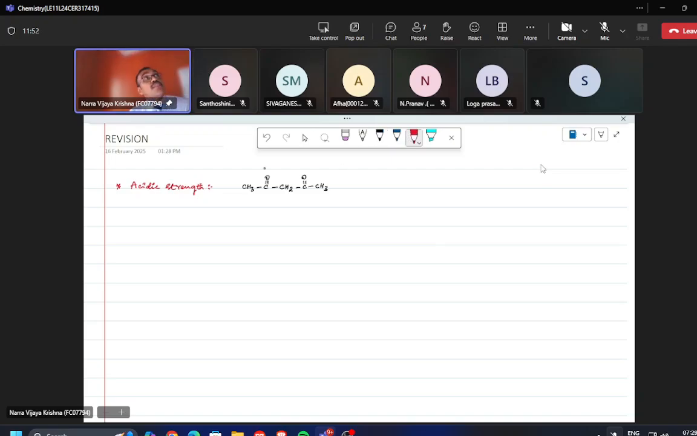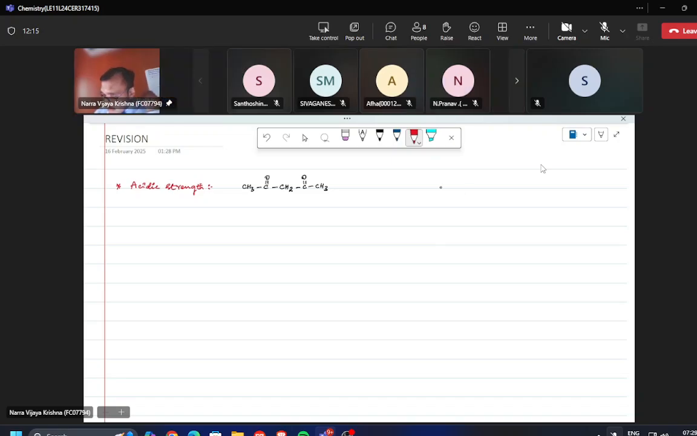What type of group is this, C double bond O? If carbon is connected to a more electronegative atom via multiple bonds, then this electron cloud always tries to move towards oxygen. We call such a group a minus M group, or electron withdrawing group. Clear? For example, say this.